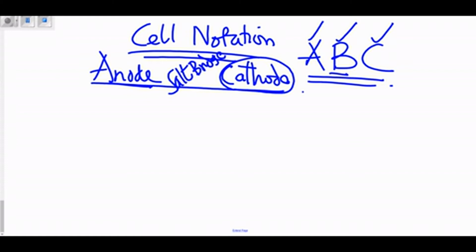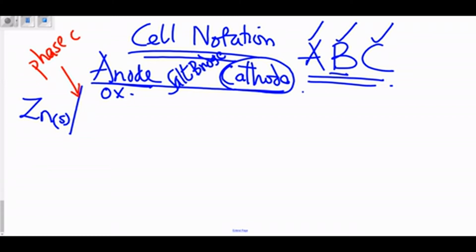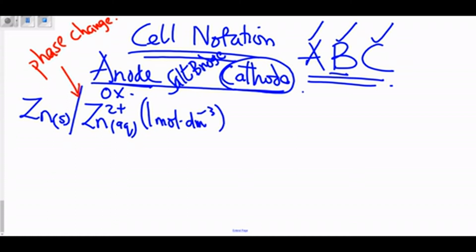We need to start from the anode, then we go to the bridge, and then the cathode. What did we say is going on at the anode? We said it's oxidation. So this is how we start. You start with the electrode, zinc solid. We use a stroke there to represent a phase change. So we have zinc changing into zinc 2 plus aqueous. Remember the standard, it's 1 mole per dm cube. That's our anode.